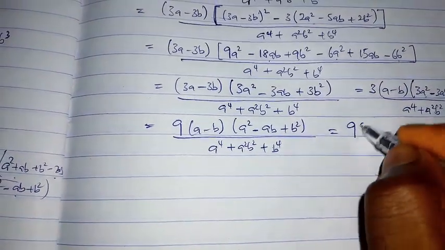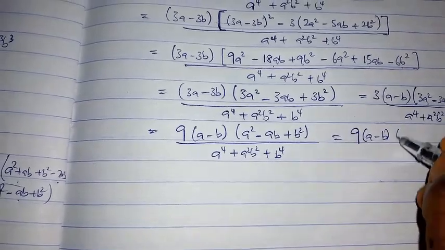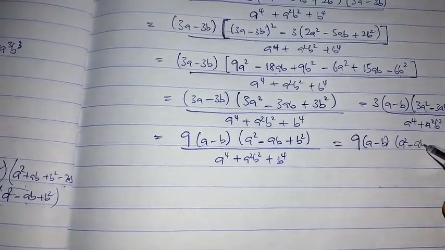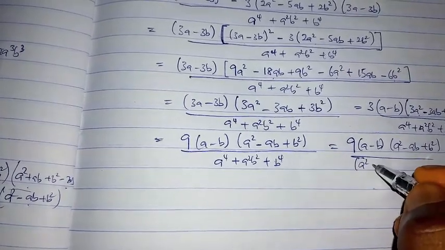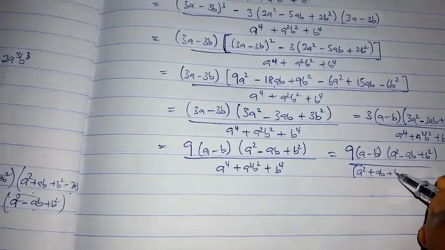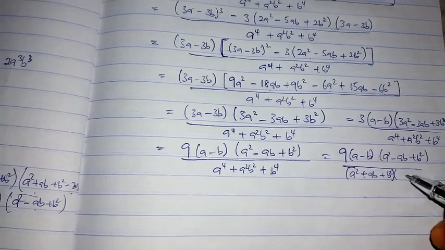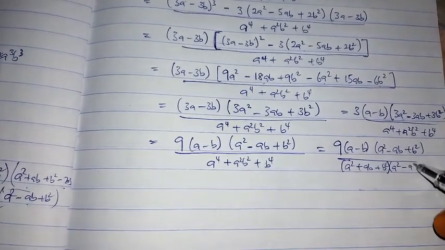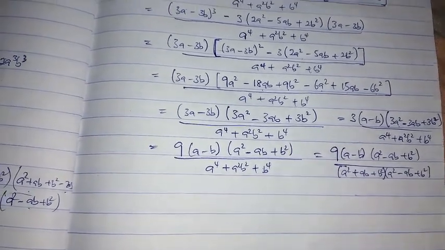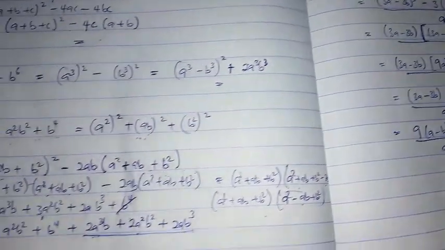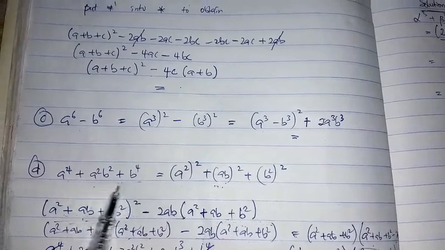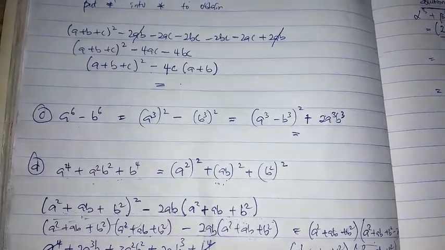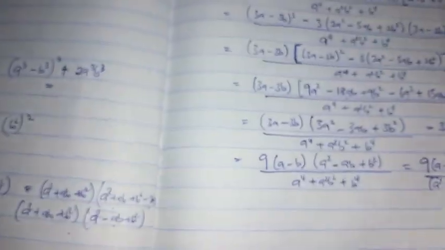So I have 9 into a minus b into a squared minus ab plus b squared over a squared plus ab plus b squared into a squared minus ab plus b squared. Now I said there's another method of getting the factorized form of this very quickly. Now let me show us up here.